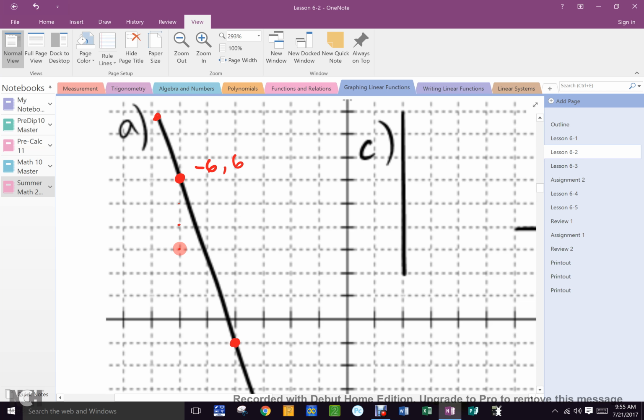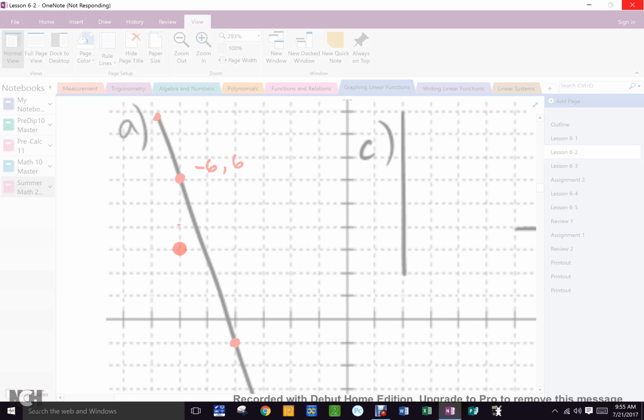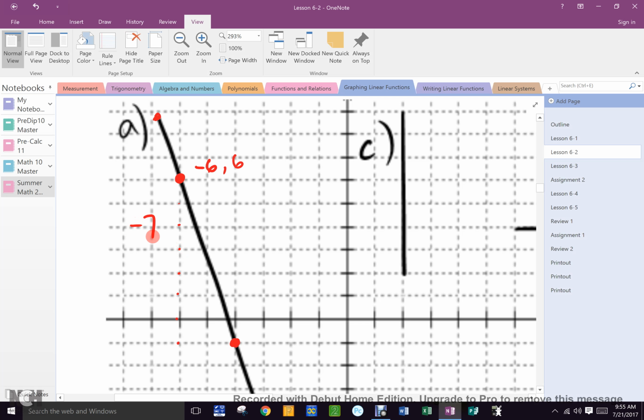Positive or negative? I went from there down. Positive or negative? Negative 7. And then I went that way how far? Positive 2. So what's my slope? Negative 7 over 2. How else could I write that?